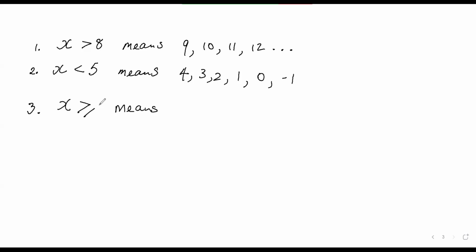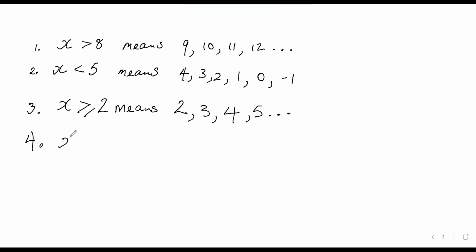Now, when we say x is greater than or equal to 4, this means... let me use something else. X is greater than or equal to 2. It means I have to start at 2 because it's also equal to 2. So I start with 2, 3, 4, 5, and so on. So that's when x is greater than or equal to 2.